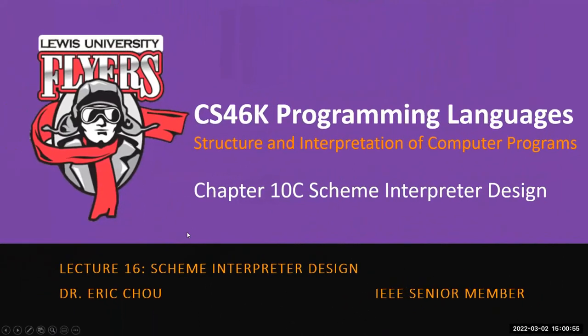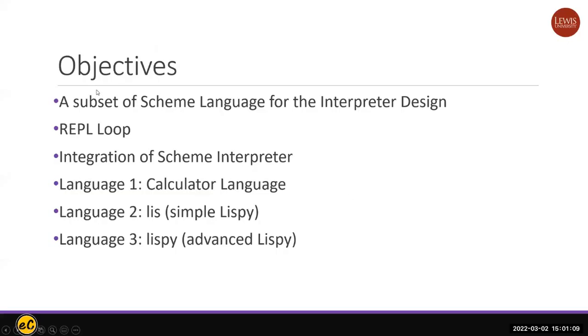Welcome to Lecture 16, the last lecture for our programming language course, Scheme Interpreter Design. Chapter 10C, Scheme Interpreter Design. Objective: we will introduce a subset of the Scheme language for the interpreter design, and then design the repeat loop for it. It is an integration of the Scheme interpreter.